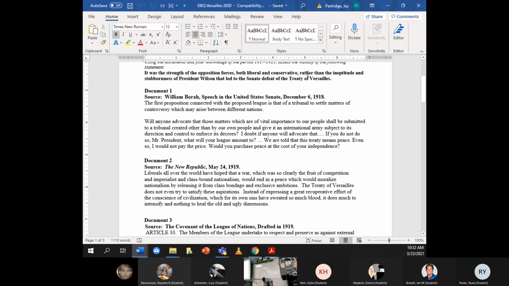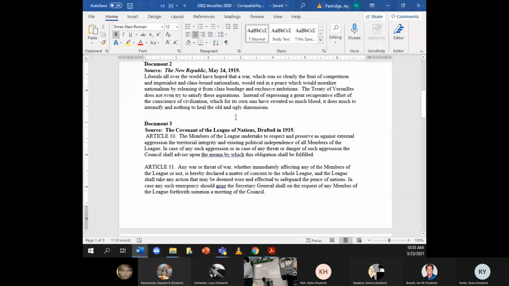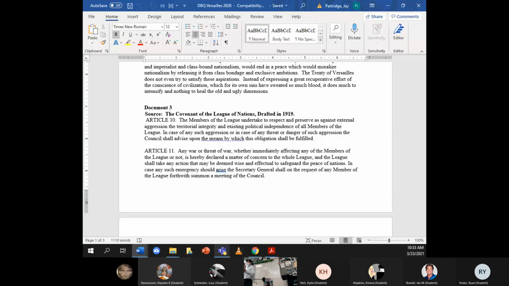So back to this. This DBQ was based on their beliefs. The documents were laid out in such a way that a few of you did do the DBQ this way. But William Borah, he's irreconcilable. That's an irreconcilable, period. New Republic, that's the liberal view of diplomacy. That's liberal. So they want the League of Nations. Here's Article 10, so lay that out so you can use that any time, but that's a good thing to put in there.